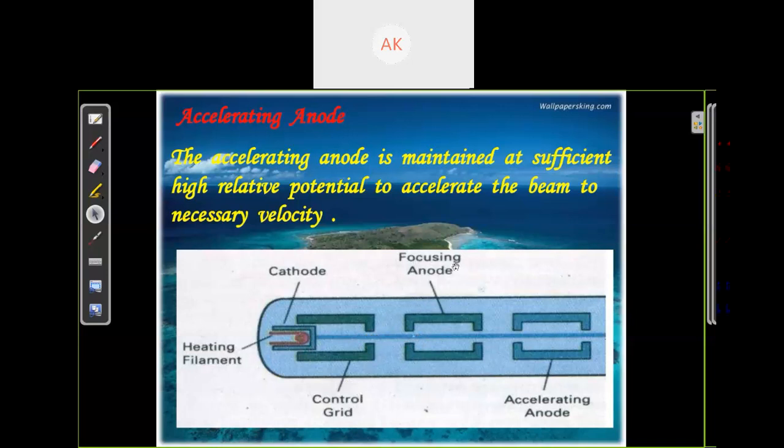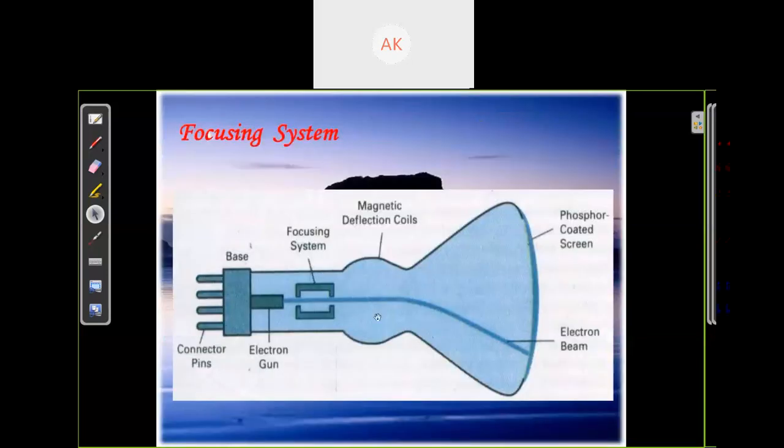And the focusing anode will focus. There are two kinds of lens we can use, electric lens or magnetic lens, which focus our electron beam to a particular point, a small point on the screen. The accelerating anode just increases or decreases the velocity of the electron beam. The deflection system is mounted outside this vacuum CRT.